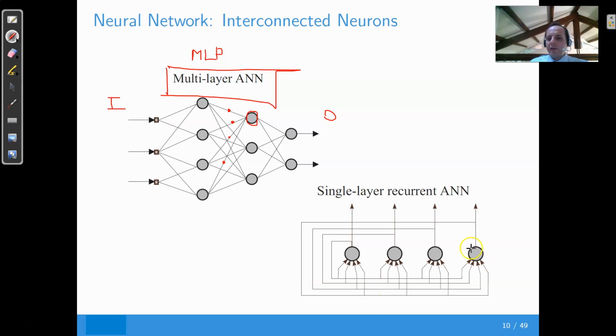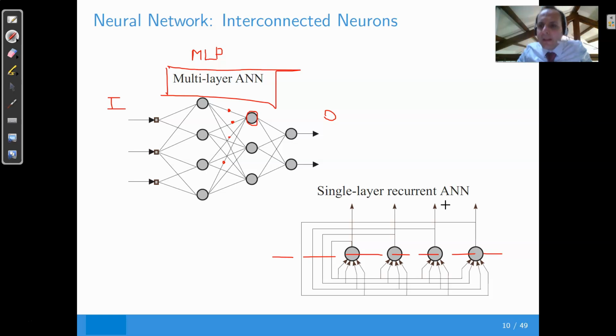In this case, on the right side, the first difference is that we have just one layer. So we have one layer with 4 neurons. Every neuron has 4 inputs, and the inputs come from the feedback of the output of these neurons. This is why it's called a single layer recurrent artificial neural network.